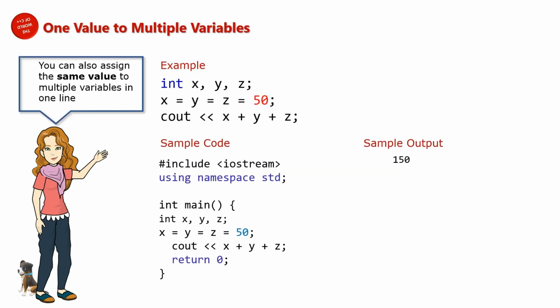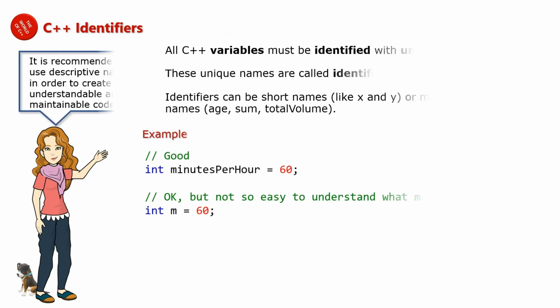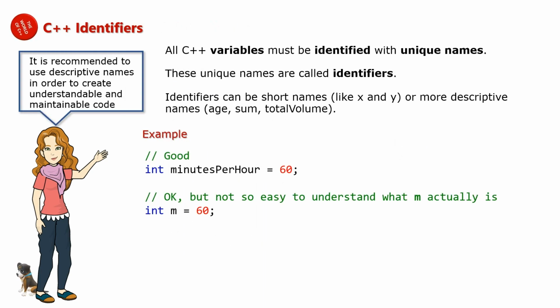You can also assign the same value to multiple variables in one line. Look at the example. It is also recommended to use descriptive names in order to create understandable and maintainable code. All C++ variables must be identified with unique names.